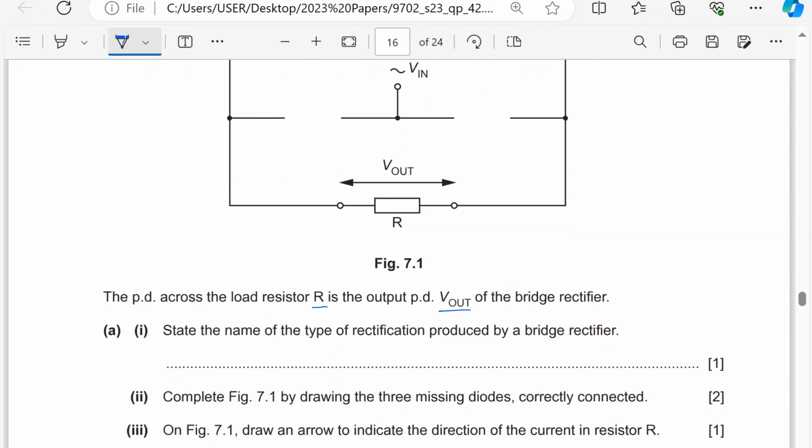State the name of the type of rectification produced by a bridge rectifier. Of course, a bridge rectifier has four diodes. It produces a full wave. So this is full wave rectification.